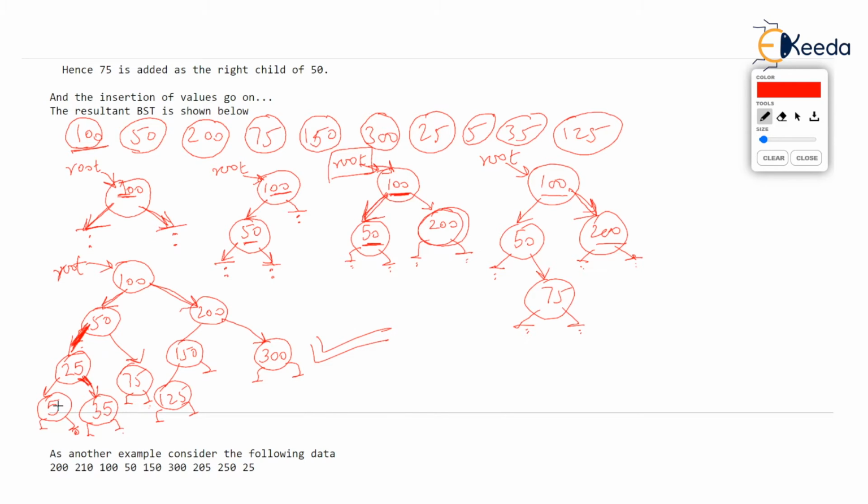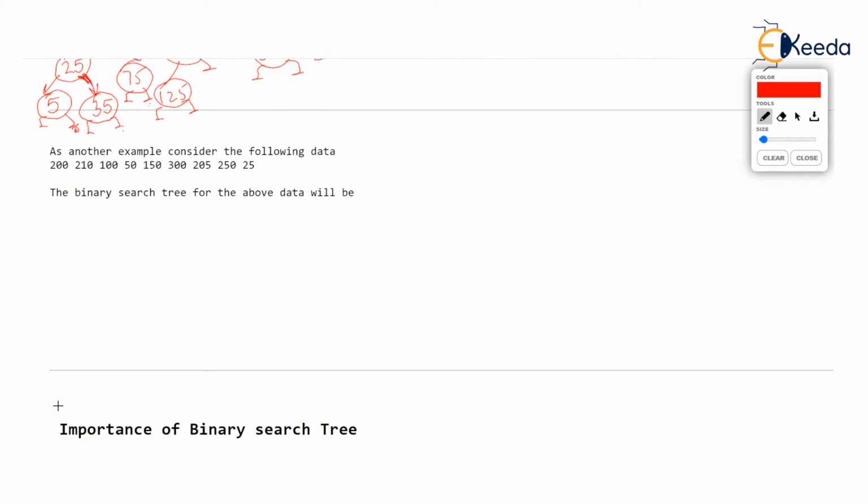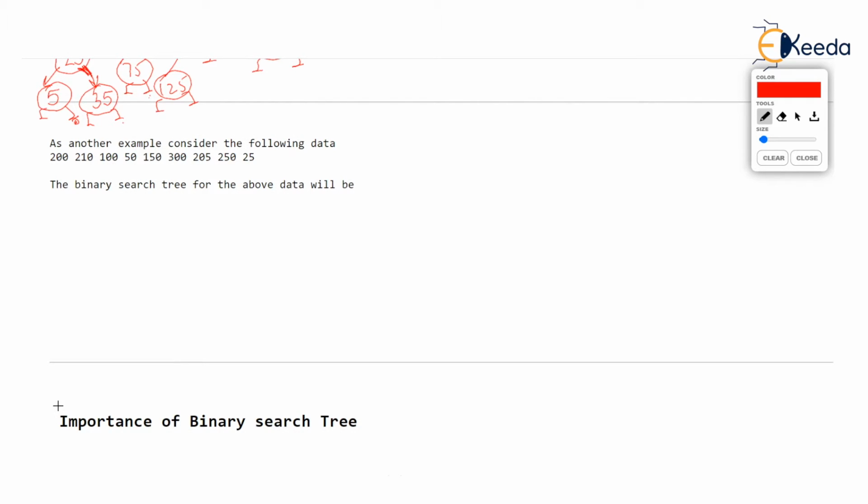Okay, let's take one more example. Suppose we are given this data, 200 and so on. Last value is 25. Let's do it in one picture now. 200 will be the root, the very first node. And root will now continue pointing here. It will not move anywhere. And the left and right pointers of 200 will be null. It does not have any left or right child right now.